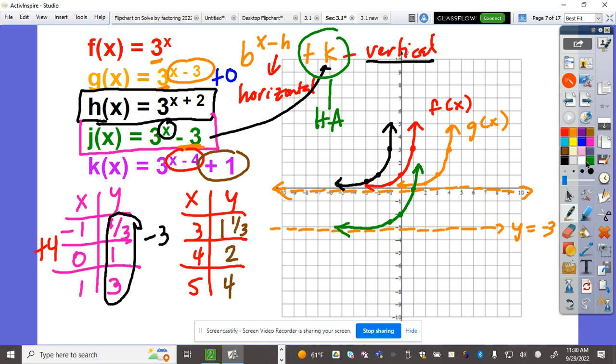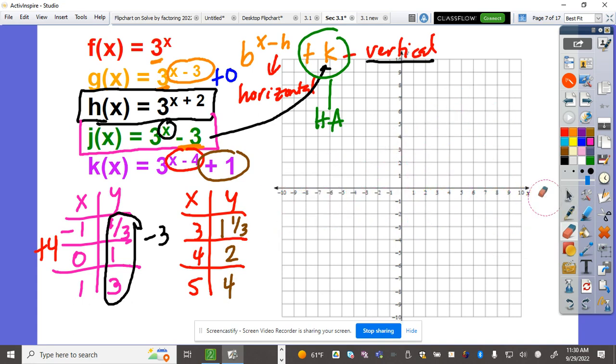So now we can graph our asymptote. Let's erase everything here to have enough space. So we will go to 3, 1 and 1/3. 4, 2, and 5, 4. And we know that the value of your k is 1. So the asymptote is this, y equals 1. So therefore, the graph goes something like this. Okay. There you go.